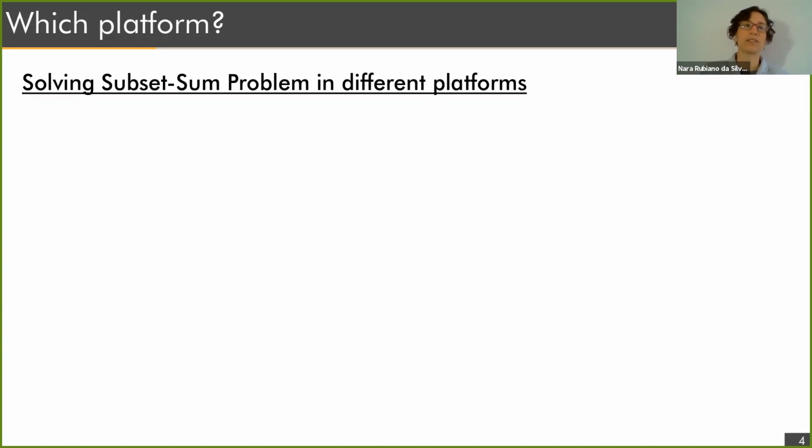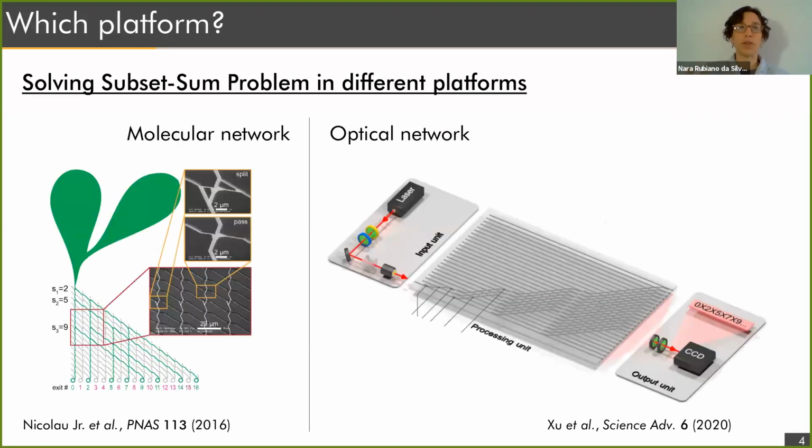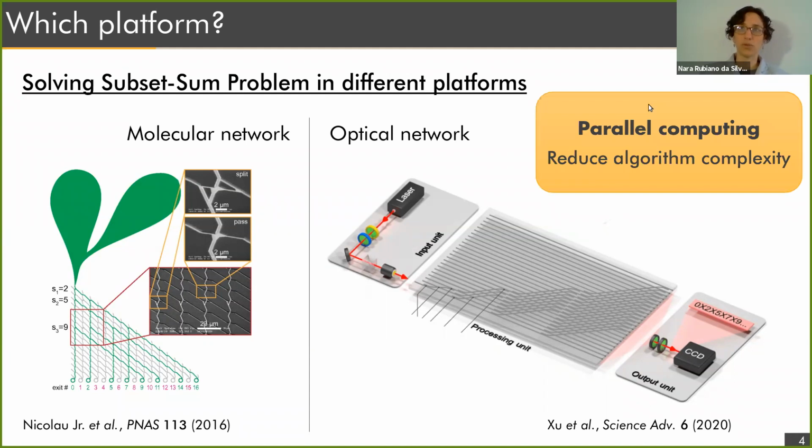It's not the DGP, it's a subset sum problem, but there it's possible to build networks which can search all possible realizations of a problem in parallel. The platforms for building such networks can be, for instance, molecules or light. The point here is that this parallel computing can reduce the algorithm complexity. In my case, I'm especially interested in optical ways to address NP-hard problems.